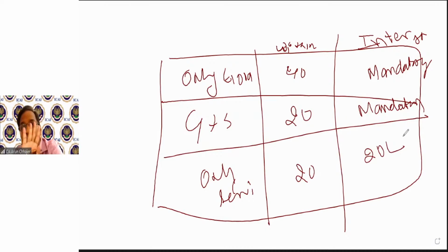What would be the limit? 40. But if I'm supplying the laptop and also providing repair services, AMC services, then the limit would be 20 within the state. But suppose I'm supplying interstate goods, the limit would be 0. You have to take mandatory registration before any supply.